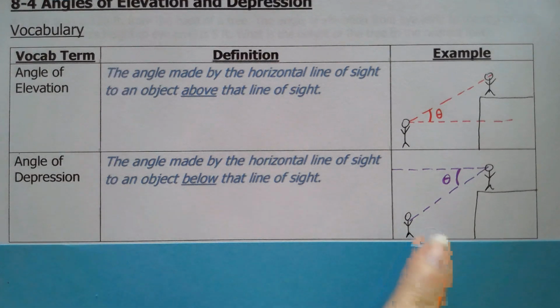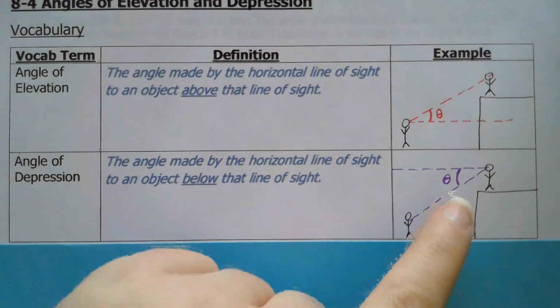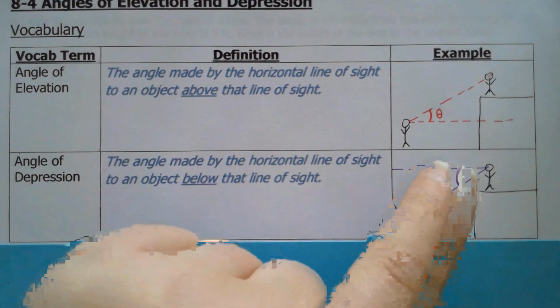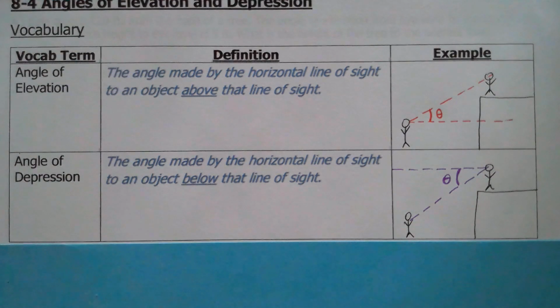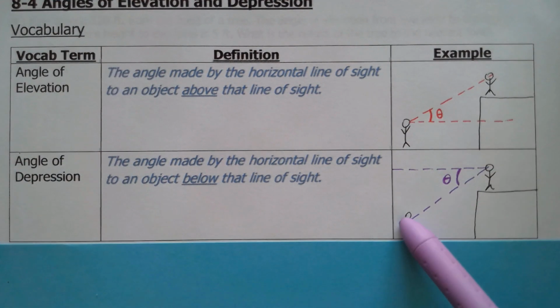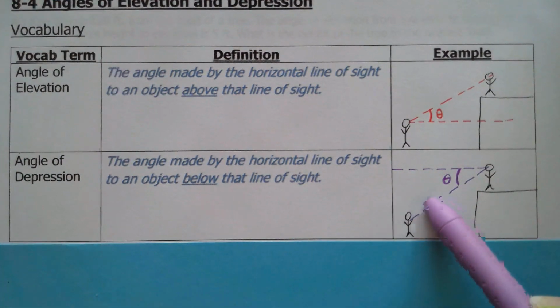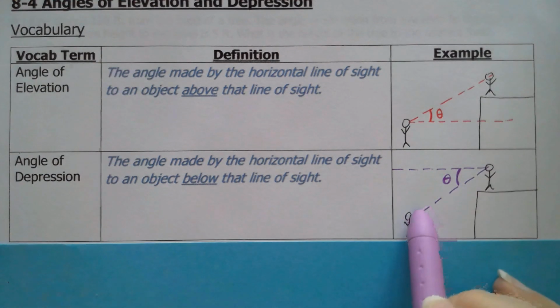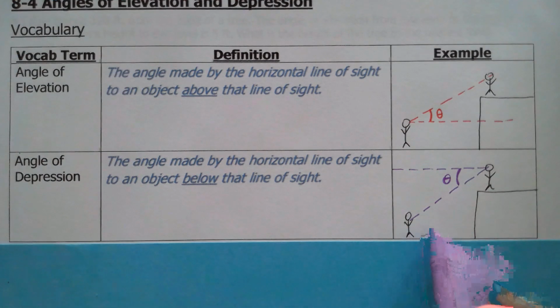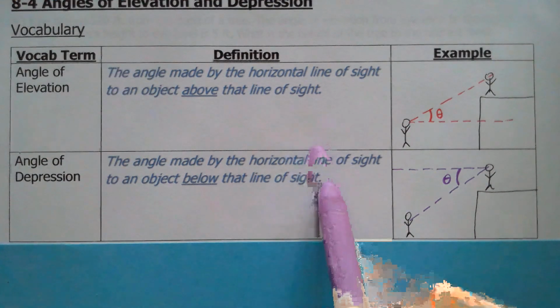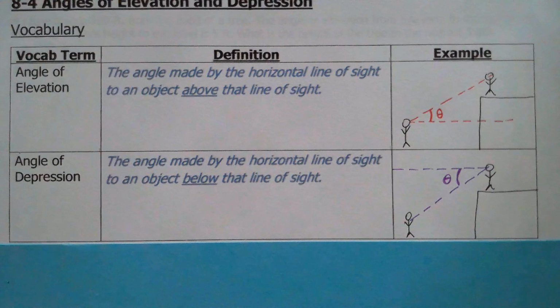Note that it's really important to think about elevation as going up and depression as going down, but the other part of that angle is always looking straight on. For example, this person can have an angle of elevation if he looks straight up, but he can also have an angle of depression if he happens to look down. So make sure you are able to decipher between these two lines.